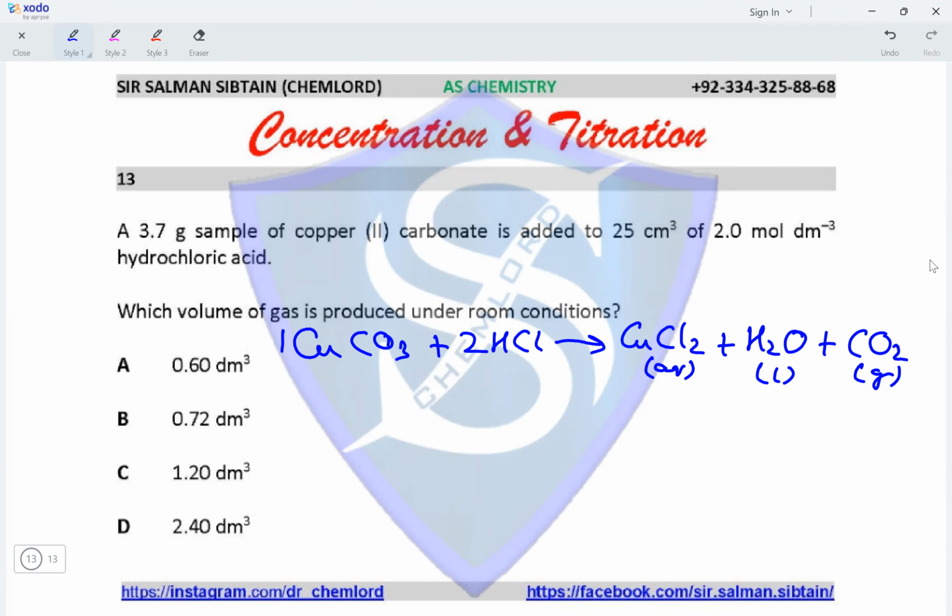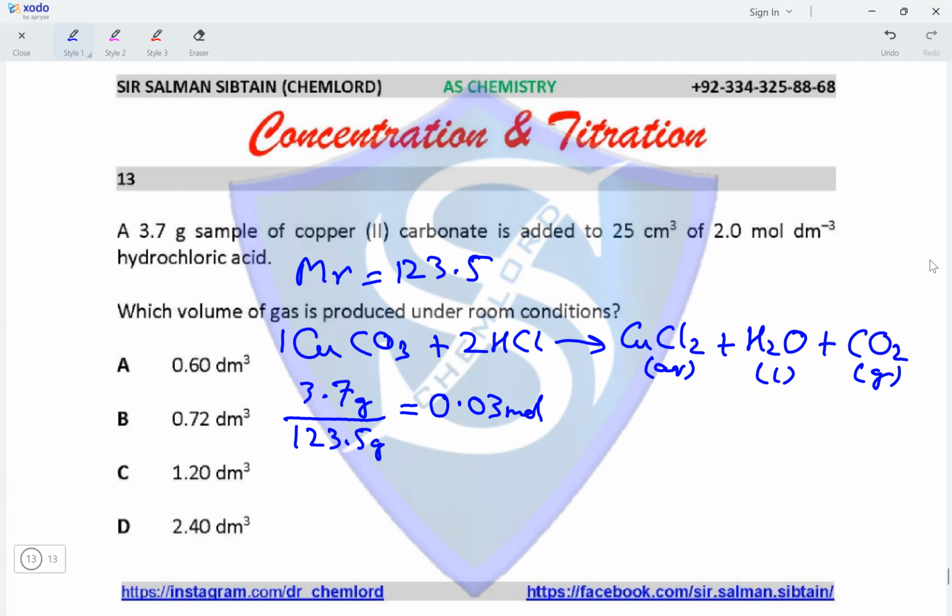So we have mass of copper carbonate present, which is 3.7 grams, and we can calculate the Mr of copper carbonate, which would be Ar of copper is 63.5, for carbon it is 12, for oxygen it is 16 into 3, which is 48, giving us a total mass of 123.5 as the Mr of copper carbonate. So moles of copper carbonate would be 3.7 divided by 123.5. So this will give us a mole value of 0.03 moles.